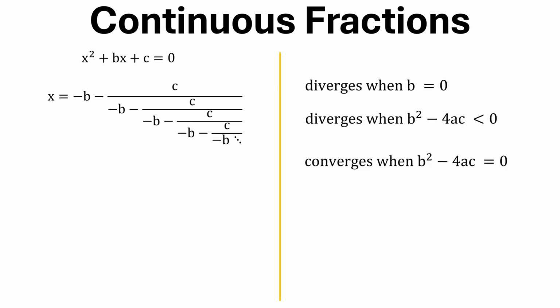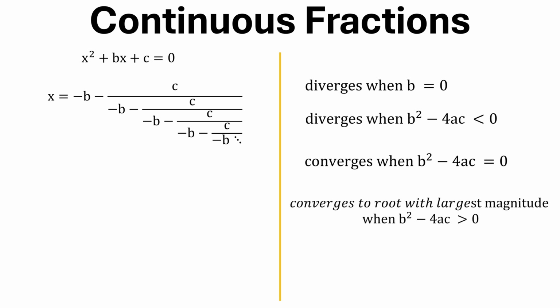It converges when the discriminant is equal to 0. The quadratic has repeated roots, and it converges to the repeated root. It converges when the discriminant is positive, and it converges to the root with the larger magnitude. Doesn't matter if it is positive or negative.